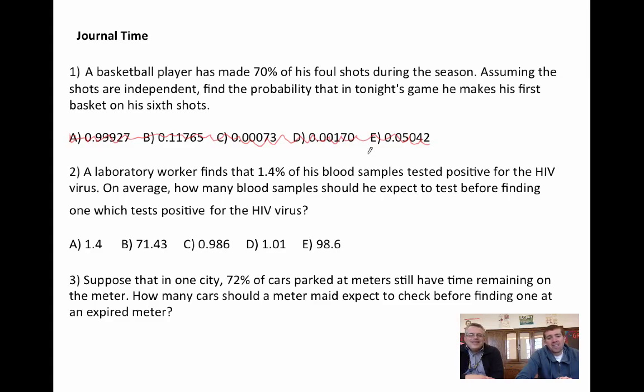Okay. A laboratory worker finds that 1.4% of his blood samples tested positive for the HIV virus. On average, how many blood samples should he expect to test before finding one that tests positive for the HIV virus? I swear it's one of those. Yes, this one will be right. I don't know which one. So, blood samples expecting to test, that's an expected value.